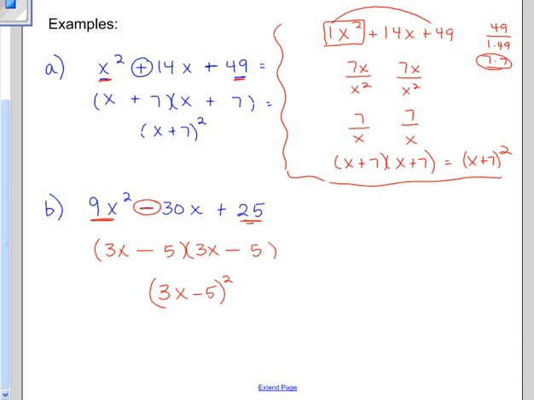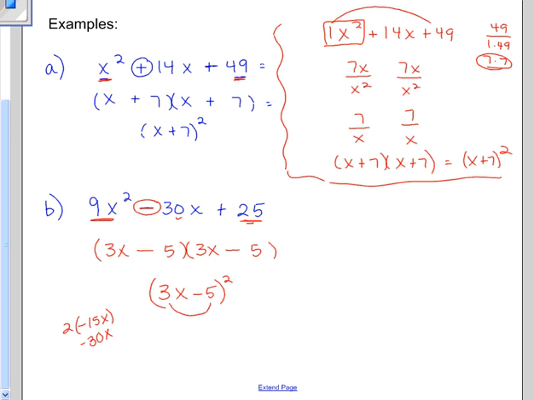You have to double check these and make sure that it does give you that middle term. So if I multiplied 3 times 5, that would be negative 15x, and then times 2 would give me the negative 30x that's in the middle term. So you would want to check that on these just to make sure that it is a perfect square.